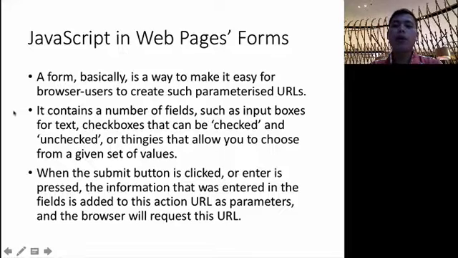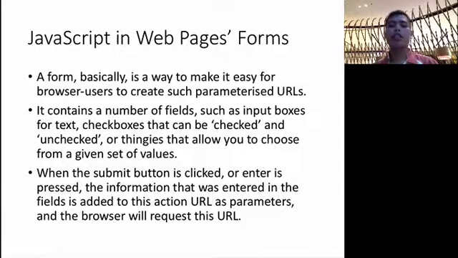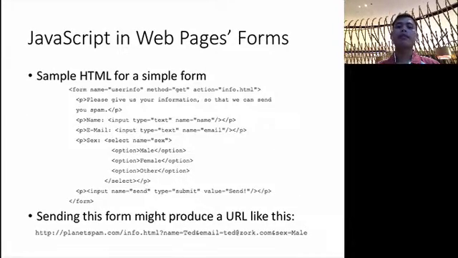Likewise, a form is a way to make it easy for browser users to create such parameterized URLs. It contains a number of fields, such as input boxes for text, checkboxes that can be checked or unchecked, and elements that allow you to choose from a given set of values. When a submit button is clicked or enter is pressed, the information entered in the fields is added to the action URL as parameters, and the browser will request this URL.